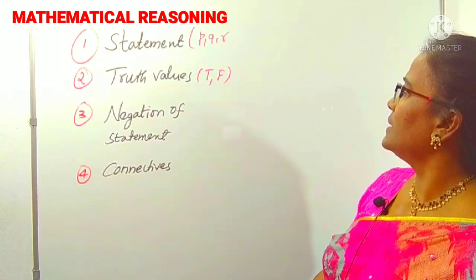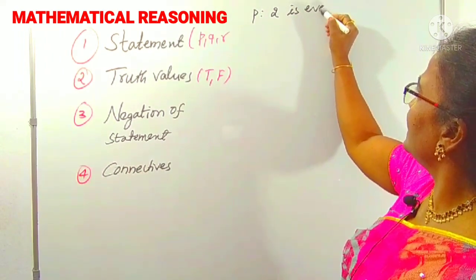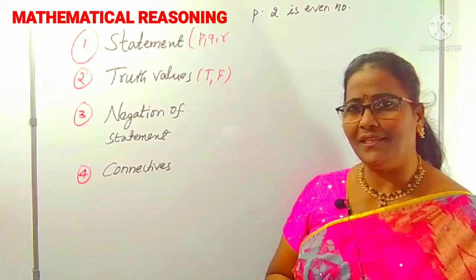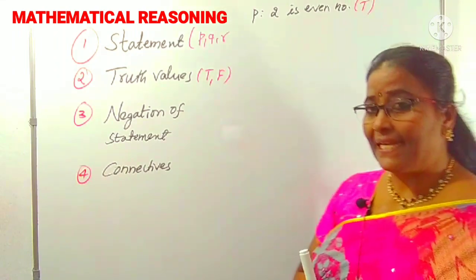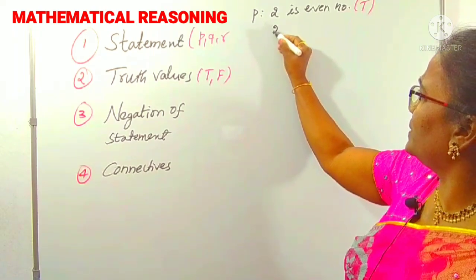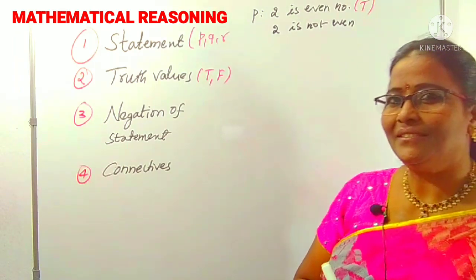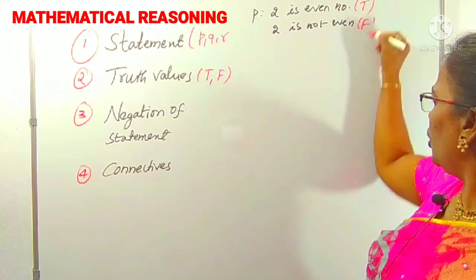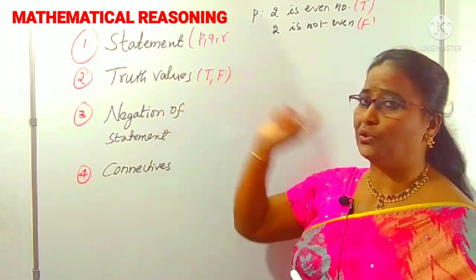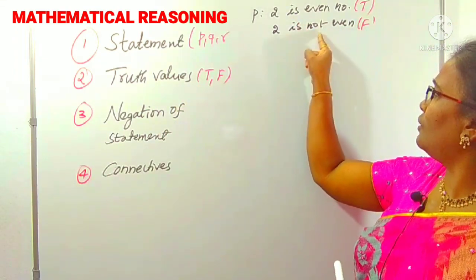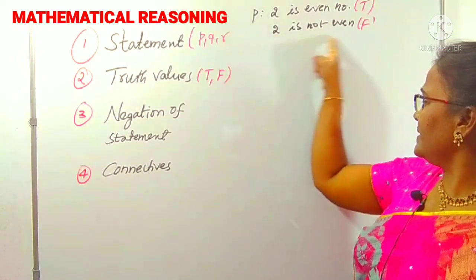For example, P is a statement: 2 is an even number. Clearly, is this T or F? Yes, it is 100% T, a true statement. Its negation is: 2 is not even. Not even means it is a false statement, denoted as F. So P is '2 is an even number', with truth value T. Its opposite, '2 is not even', is false, and this is called the negation of P.